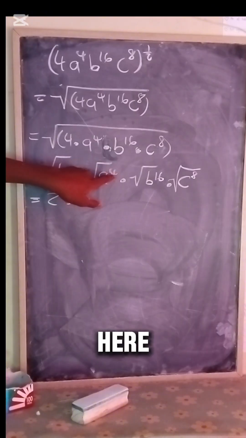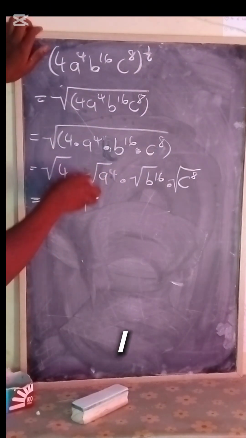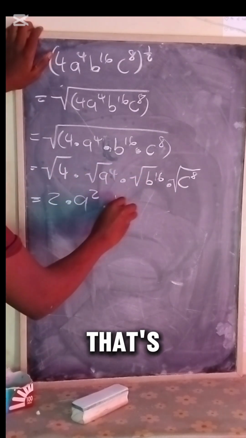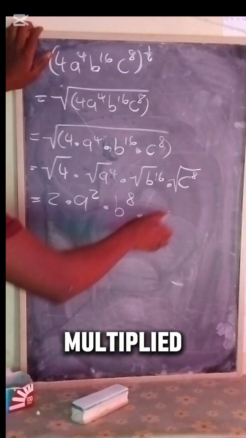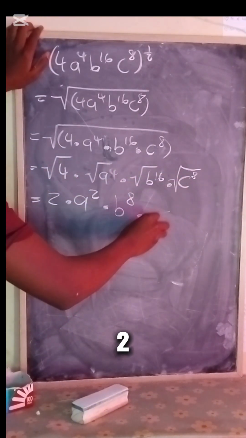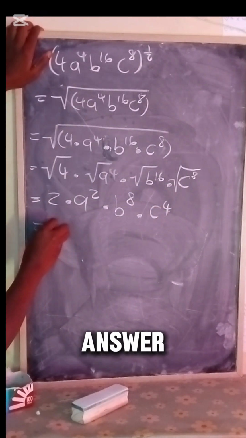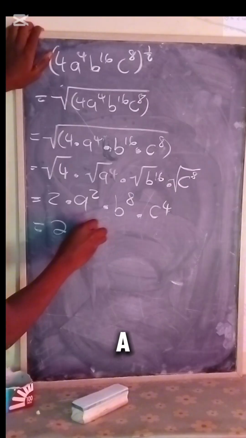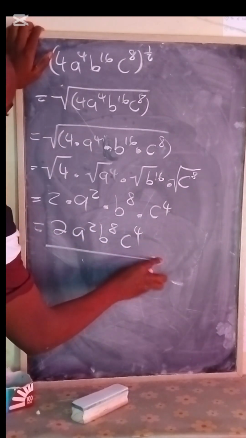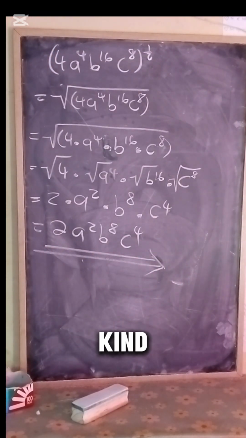So here it's 2, here it's 4. Then it's going to be a to the power of 2 because it's 4 divided by 2. Multiply. 16 is going to be divided by 2, and that's b to the power of 8, multiplied. Then these two also divide. 8 is divided by these 2. Then it's going to be c to the power of 4. Then now you conclude your answer. Then it's going to be 2a squared b to the power of 8 c to the power of 4. And this is your answer for this kind of question.